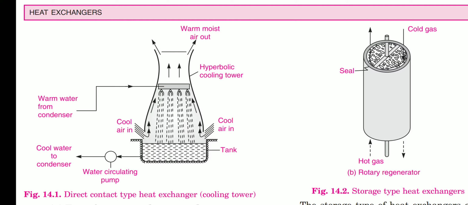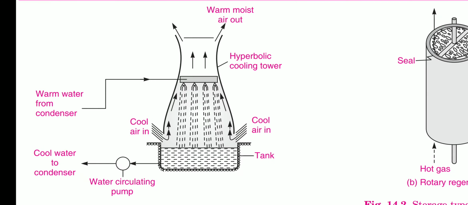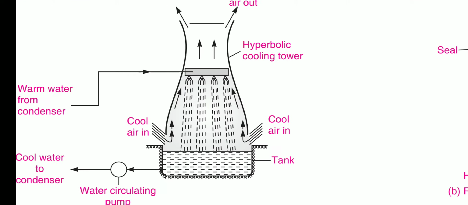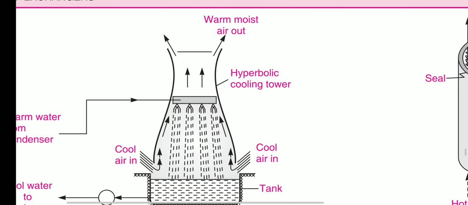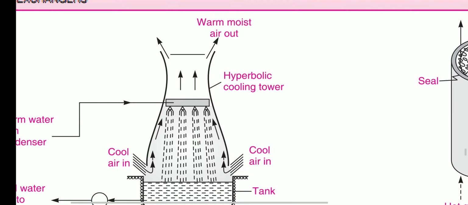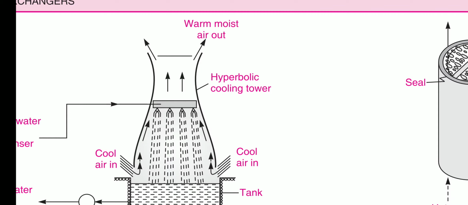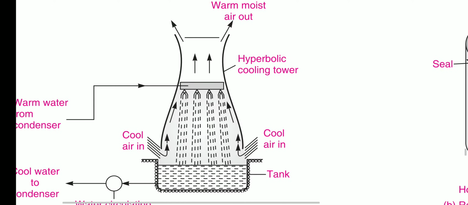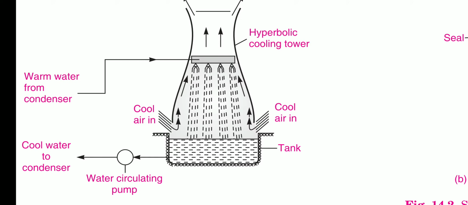Here, warm water from the condenser goes through this channel and is sprinkled, and cool air comes through the bottom side and goes out as warm, moist air. The reason it is called direct contact is that water and air are the 2 fluids and they are in direct contact. Let us identify the hot fluid and cold fluid. Here water loses its heat to air, therefore water is the hot fluid and air is the cold fluid.